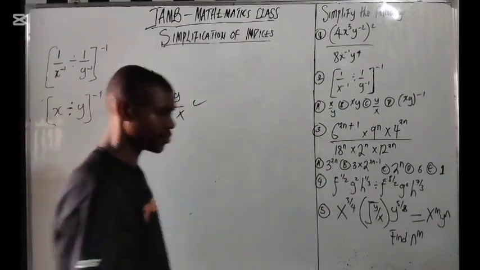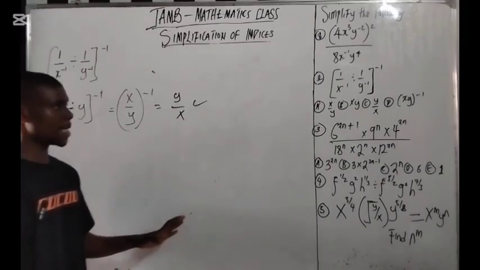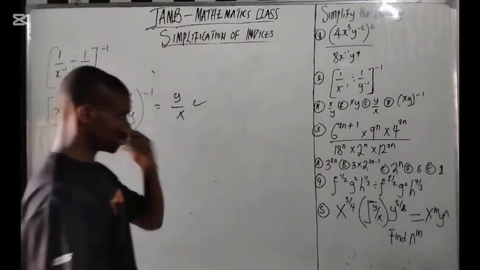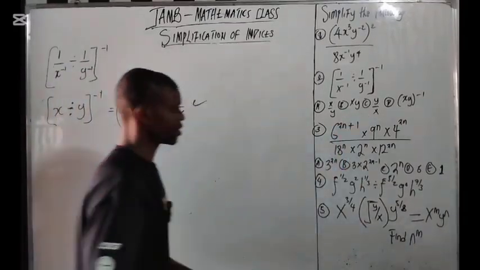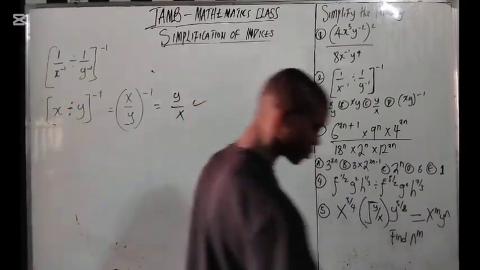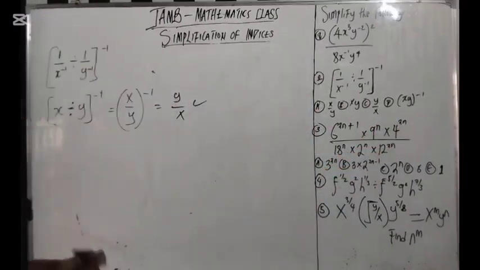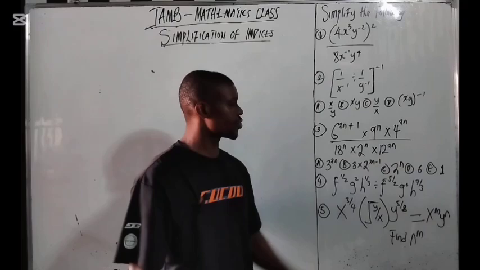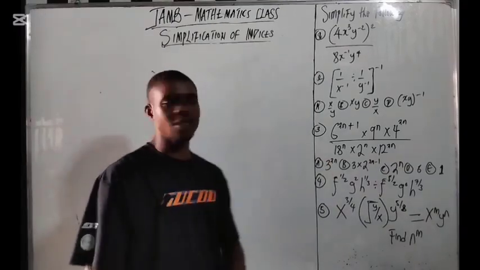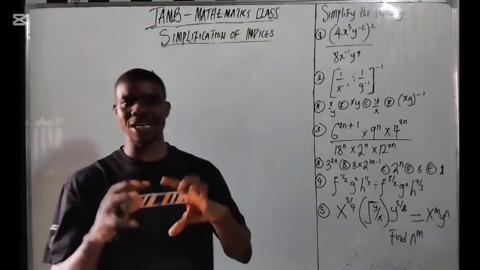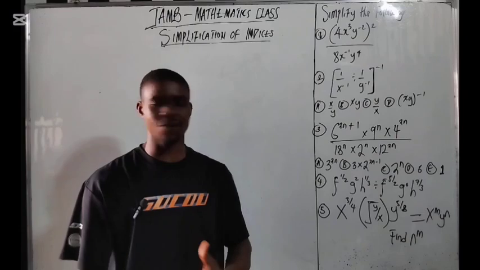Hope you understand. It's as easy as that. So what is the option? The option is C. That is it. Okay, now look at Question 3. Question 3 is a little bit complex, but you have to take it step by step for you to understand the concept.